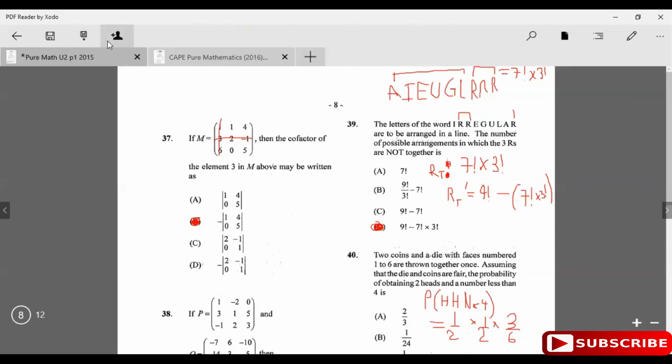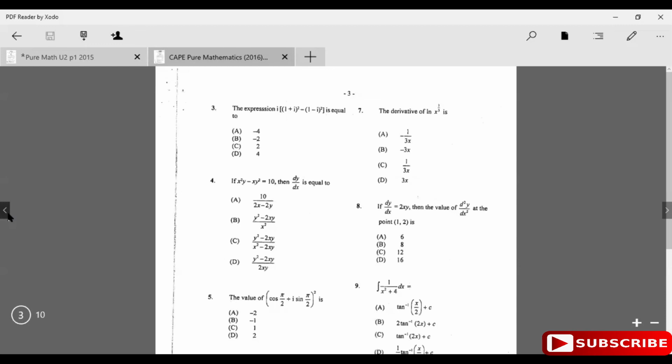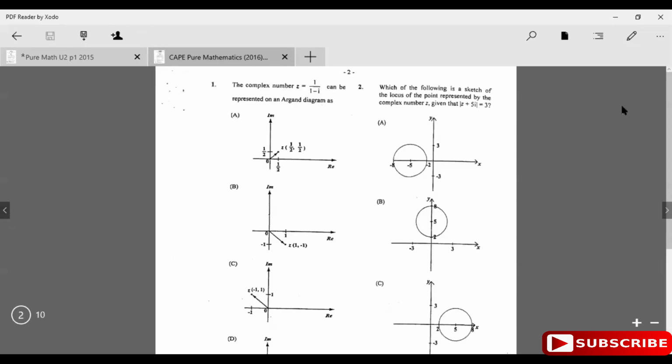And that's 2015. So let's have a look at 2016 now. Don't worry, we're going to finish 2016 in no time. And the reason being, a lot of these questions are repeated. For example, question 1. Question 1 is what?